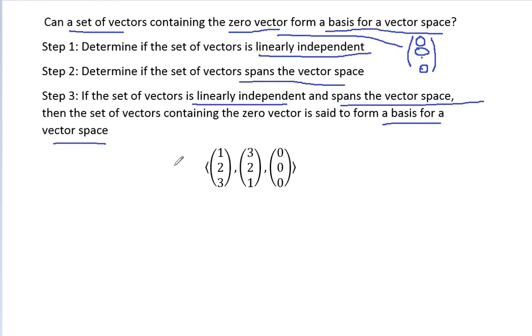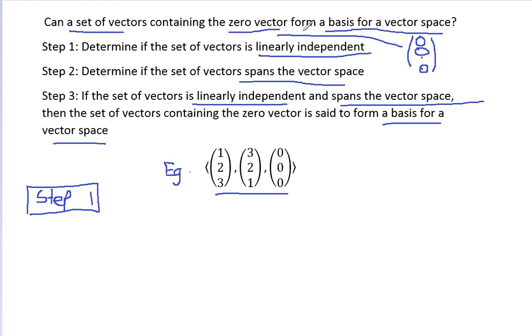So now we have an example here. For this we have three vectors. Now let's do our step 1 first. We want to see whether they are linearly independent.